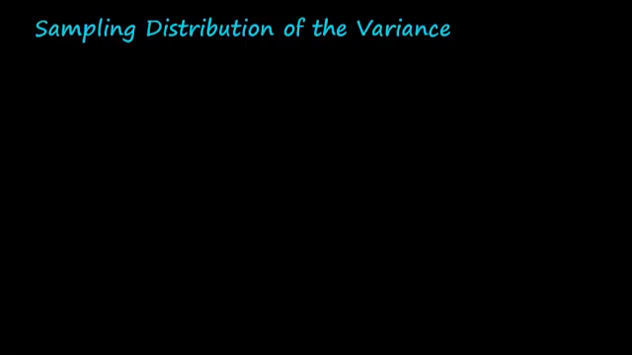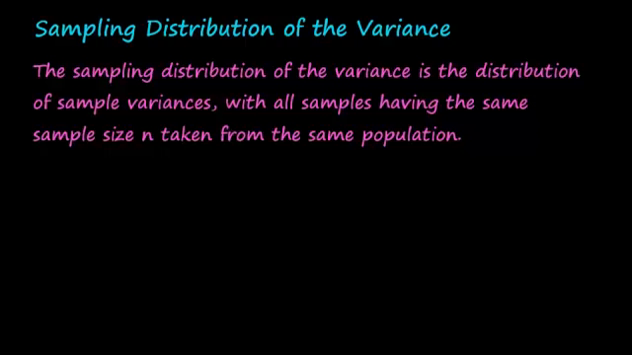Let's take another statistic, the variance, and create a sampling distribution of the sample variance. So the sampling distribution of the variance is the distribution of sample variances with all samples having the same sample size n, taken from the same population.